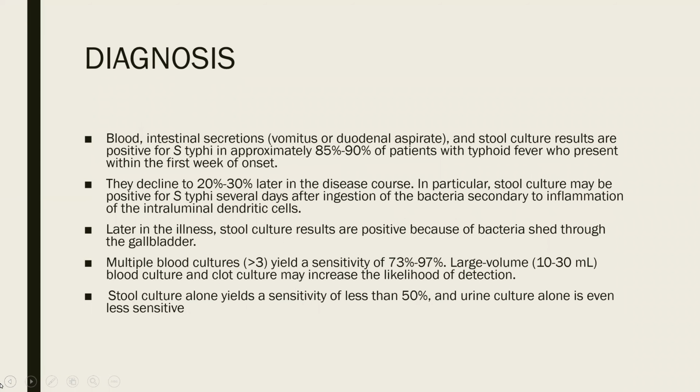Now, we talked about all this, and there are various sensitivities, because we know that it's 100% specific. If it gets it, you need large volumes of blood and you need multiple blood cultures. So we said 3 or more, about 73 to 97%. It increases the likelihood of detection. And then the stool culture has a sensitivity of less than 50%, and urine is even less.